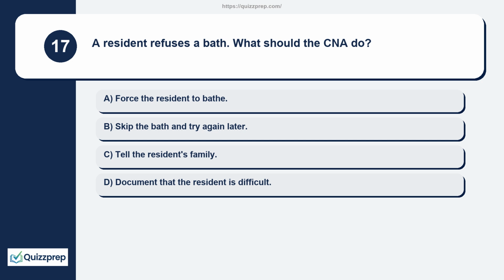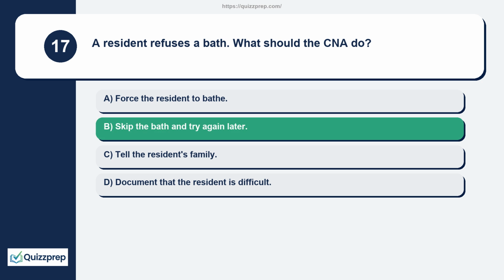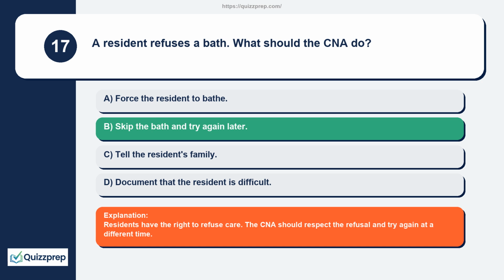Question 17. A resident refuses a bath. What should the CNA do? Force the resident to bathe. Skip the bath and try again later. Tell the resident's family. Document that the resident is difficult. Residents have the right to refuse care. The CNA should respect the refusal and try again at a different time.